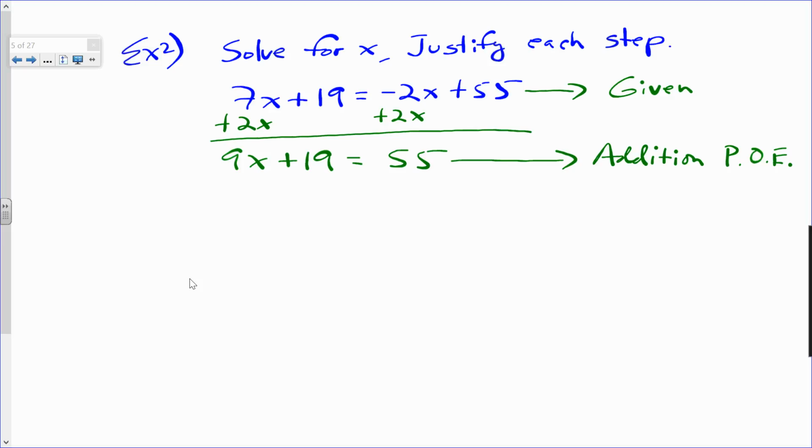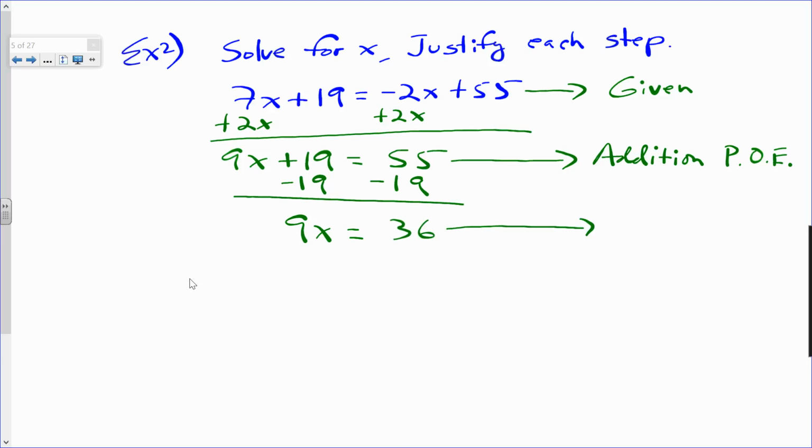All right. Now we're going to subtract 19, obviously, from both sides. Now that we have x on the left side, we have it on one side. Now we can start proceeding to get x by itself. So, what's the result of subtracting the same amount from both sides? Well, the result is this. 55 minus 19 is, I have no clue, 36 actually. So what gives me the right to say 9x equals 36? Well, this gives me the right. Subtraction property of equality.